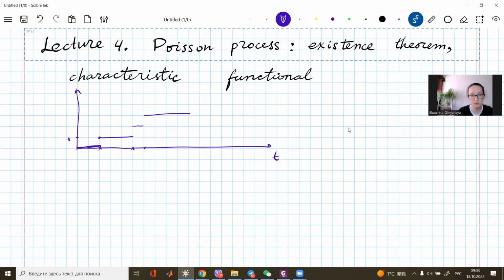So this is historically the first point process that arose in some applications. But today we will consider a generalization of such an object. We will consider the Poisson process in general space. So we will see how we can define it. Let us give the definition.